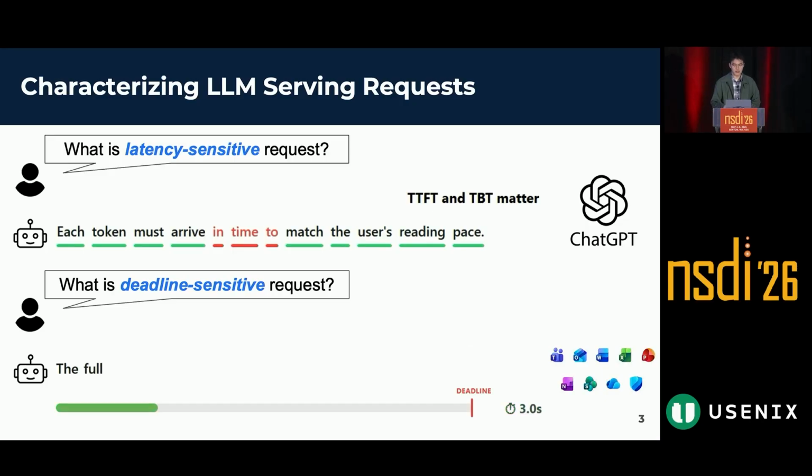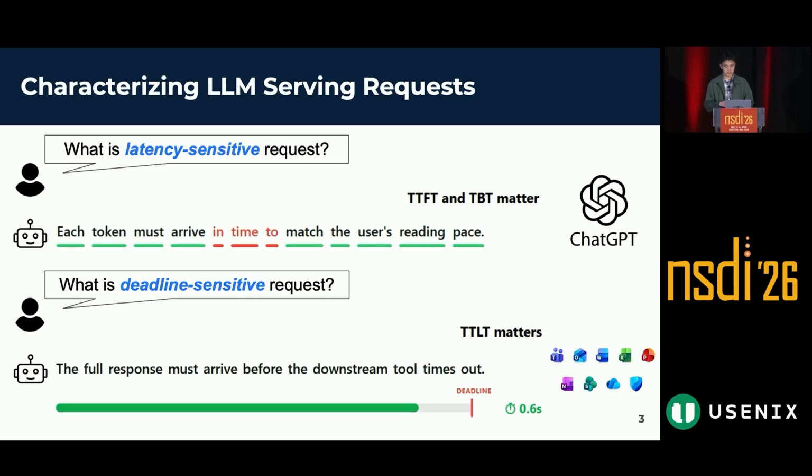The second type is deadline-sensitive. Here, the full response feeds into a downstream tool that has a hard timeout. Intermediate token timing doesn't matter. What matters here is whether the response arrives before the deadline. So the relevant metric is time to last token, or TTLT.